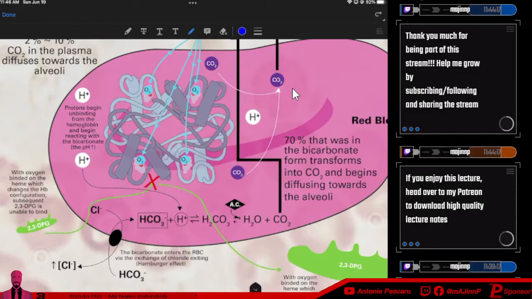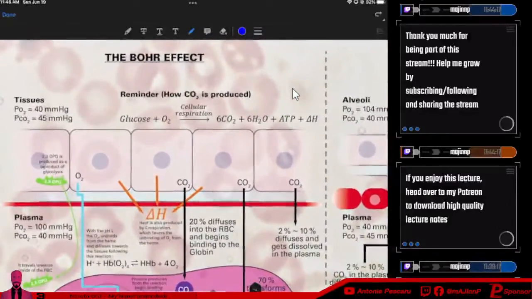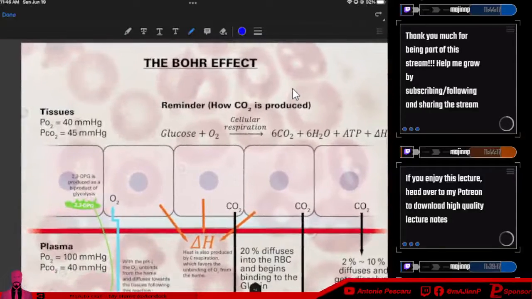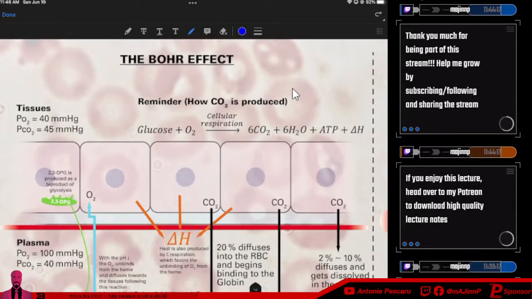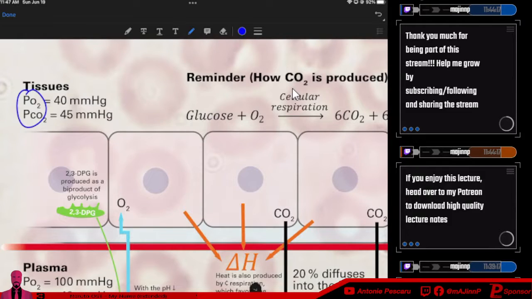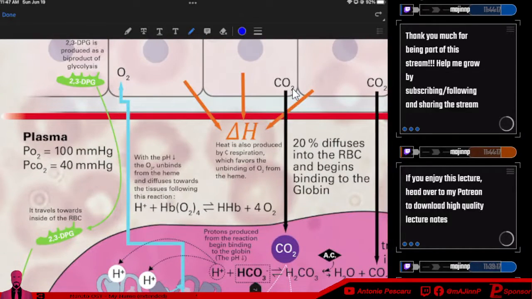Now, we finally have our O2 ready to go all the way to the alveoli, which brings us to the Bohr effect. Now, back from the alveoli, the red blood cell circulated into the circulation and arrived at the tissue level. And again, the same principle applies. The partial pressure of O2 is at 40 millimeters of mercury and CO2 is at 45. And this is where the inverse happens. The O2 senses that.